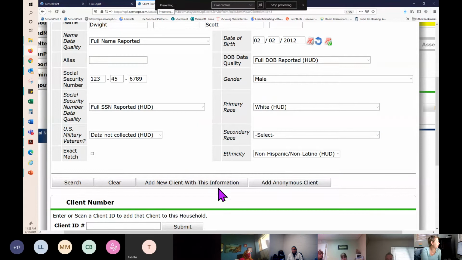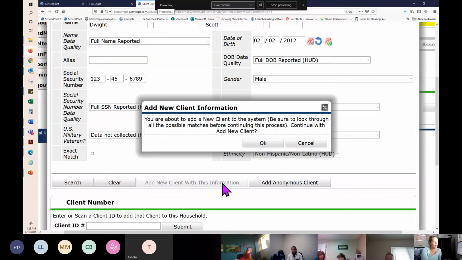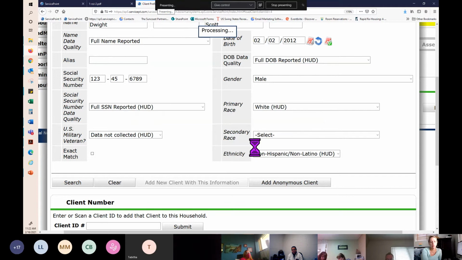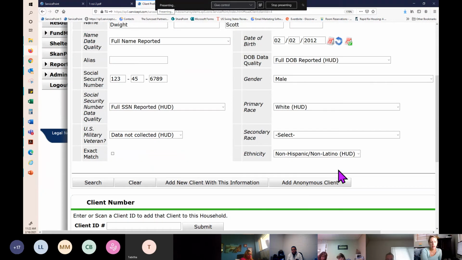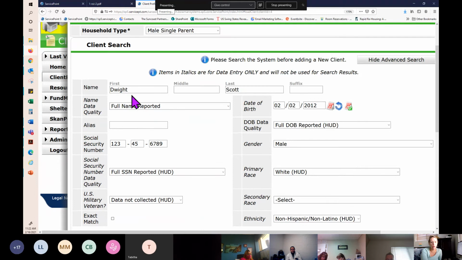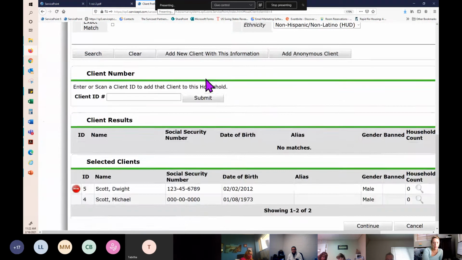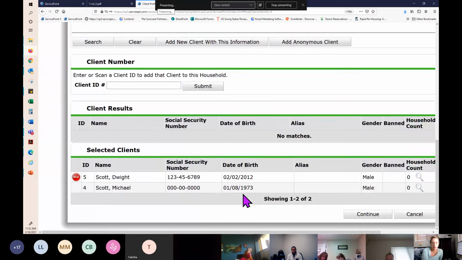We're going to add new client with this information, and it's saying, are you sure? We're going to say, okay. Okay. And let's just do Dwight and Michael. So this is their household. We have Michael and we have Dwight. We're going to continue.